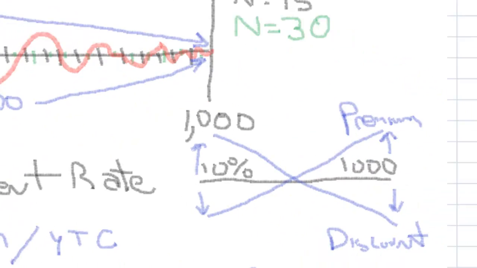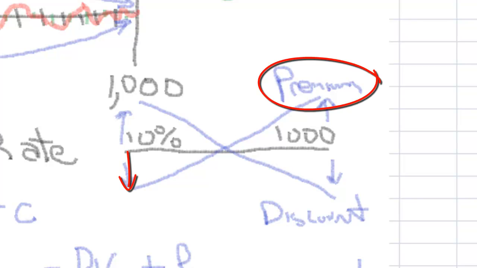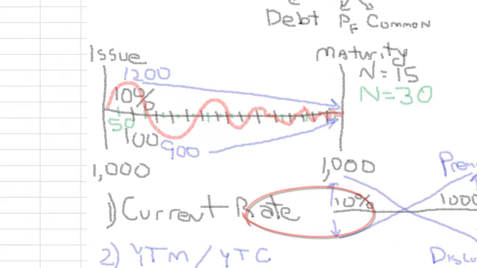Now let's look at this picture. Here's our fictitious $1,000 line at 10%. If the current rate goes below this outstanding bond's rate, it trades at a premium. If the current rate goes above this outstanding bond's current coupon rate, this bond trades at a discount from face value.